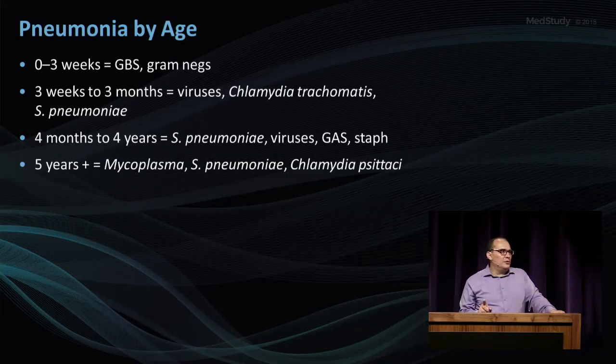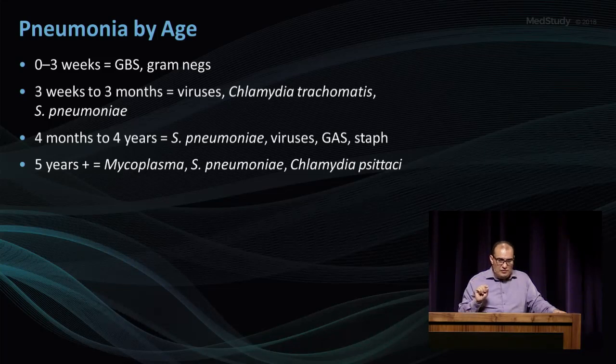And this is what I talked about, pneumonia by age. Here, 0 to 3 weeks, neonatal sepsis: GBS, gram-negative. 3 weeks to 3 months: viruses, chlamydia, and strep pneumonia. Usually I do it 4 to 4, so I will not forget, from 0 to 4 months. Then 4 months to 4 years, the most common is strep pneumonia, then viruses, then group A strep, then staph.